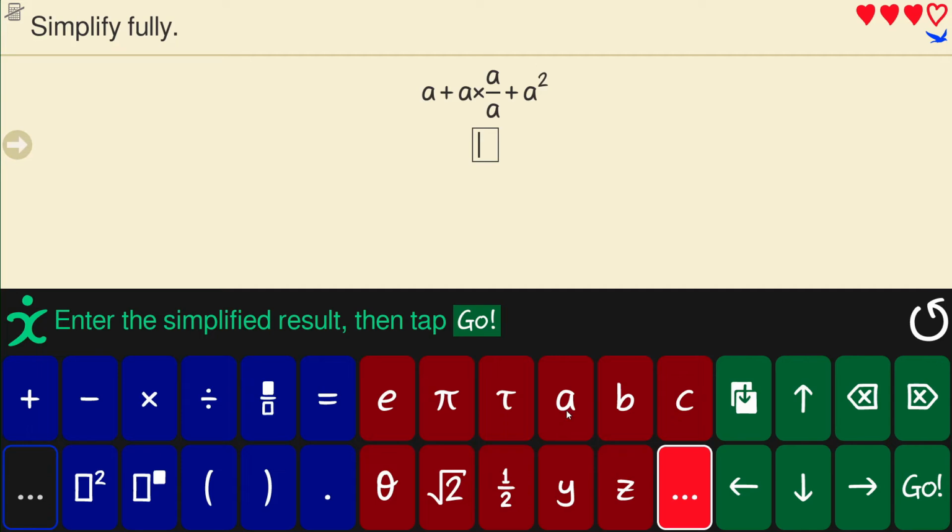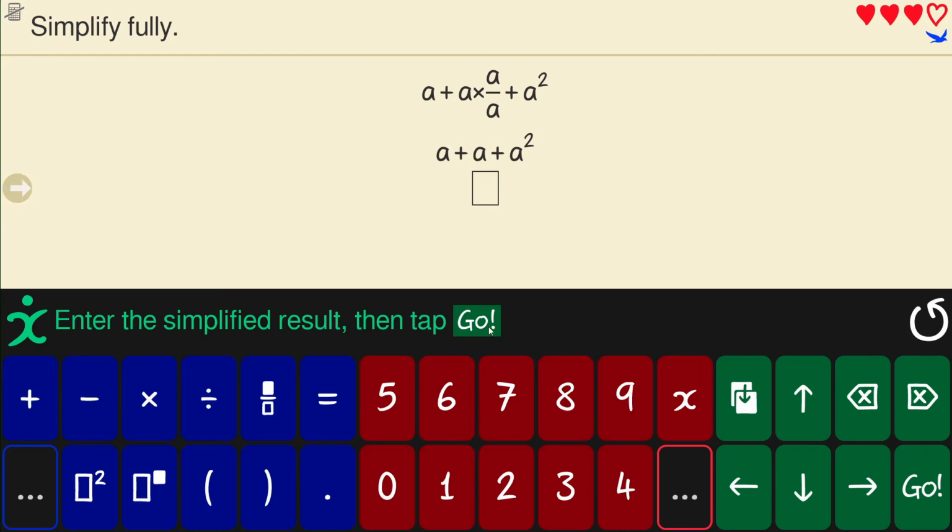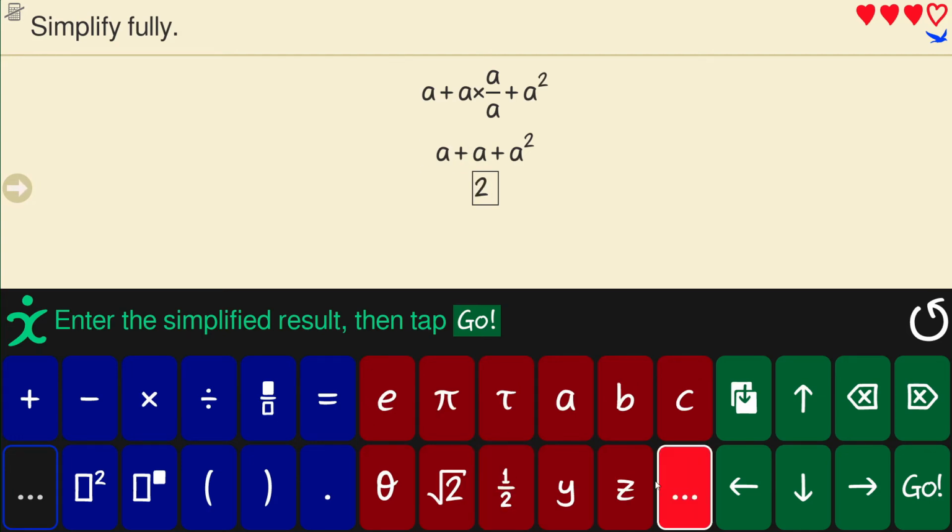Okay, some a's. So I've got a plus, now this term here is going to be a divided by a, which is just going to be 1 times a. So that's just a. And then the last term is an a squared, so that should simplify again. I've got 2 linear a terms that I can collect to get 2a plus a squared.